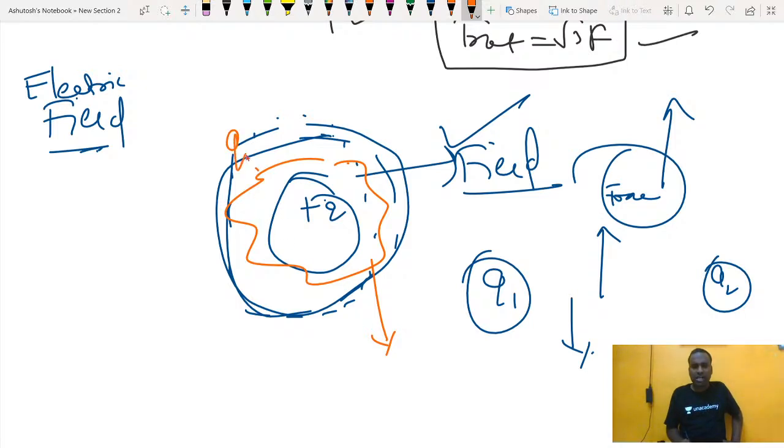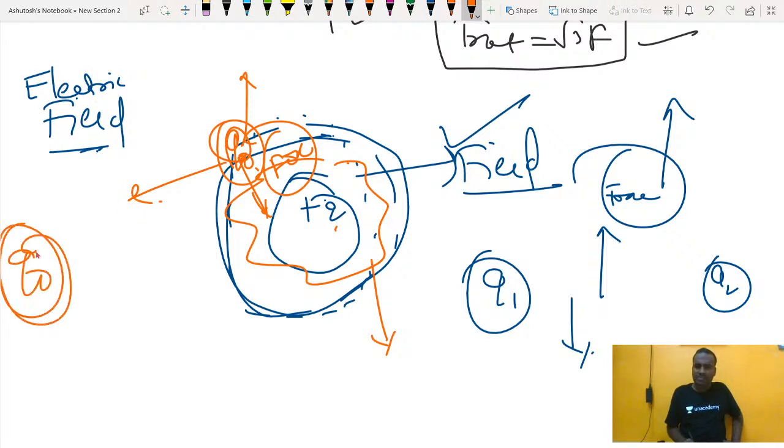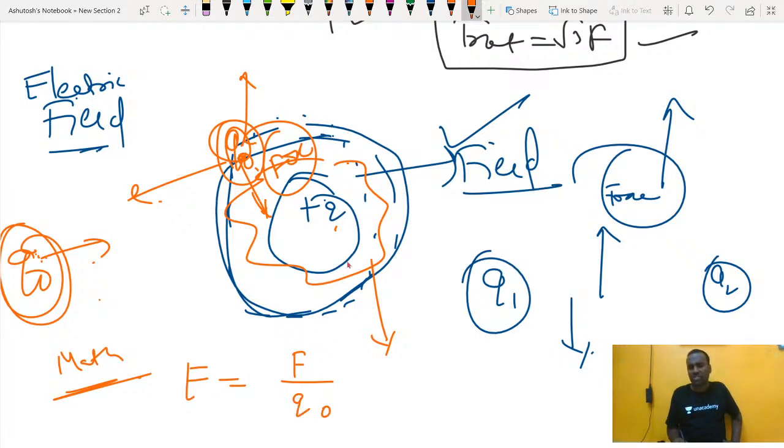If I bring any charge over here, this charge experiences a force, then this charge is in the field region. If this charge is over here, it does not experience any force. This charge is not in a field region. So mathematically, the electric field intensity is equal to force per unit positive test charge. The charge we place there should be very small, students. The test charge should be very small.